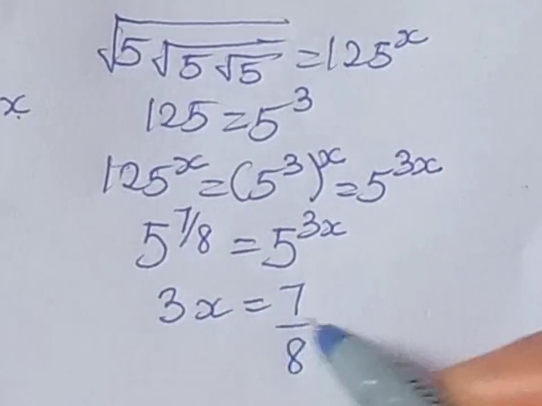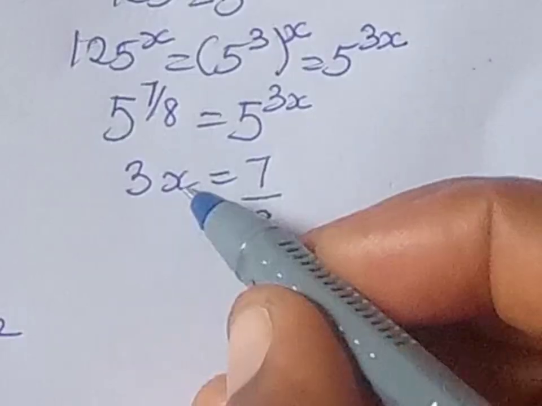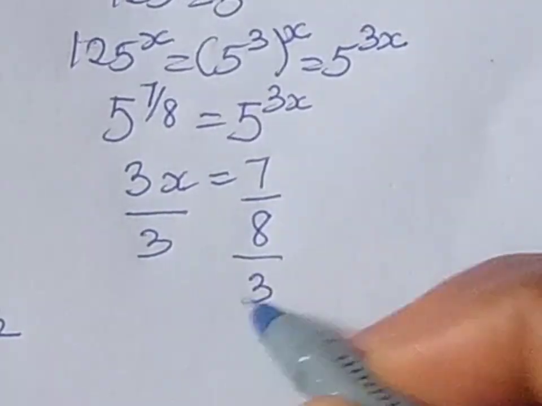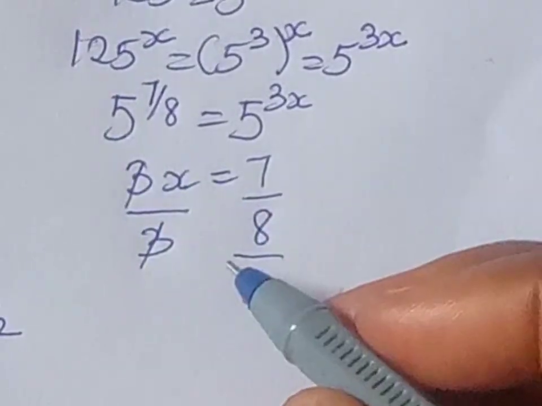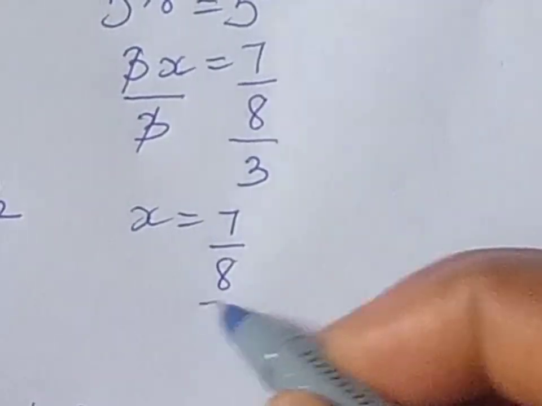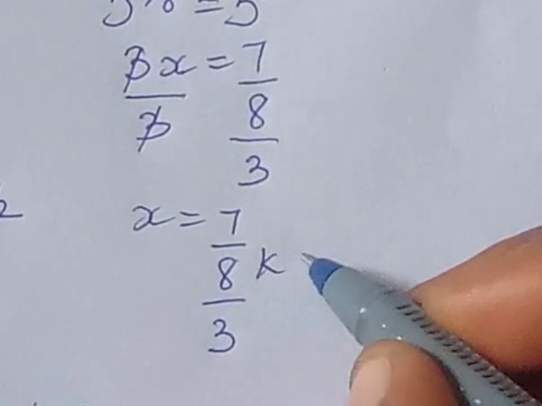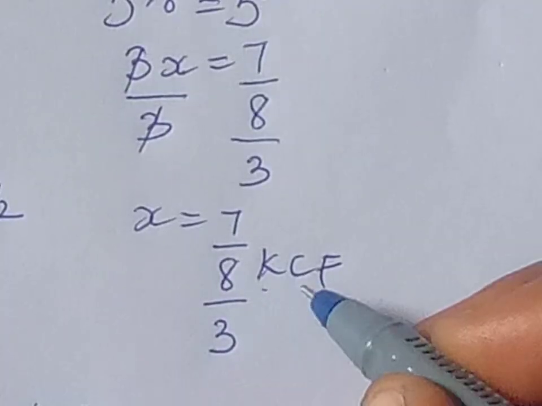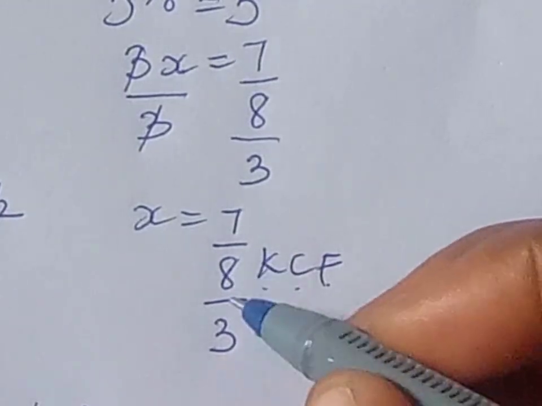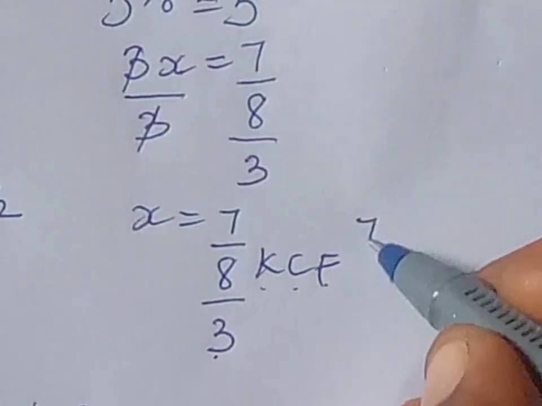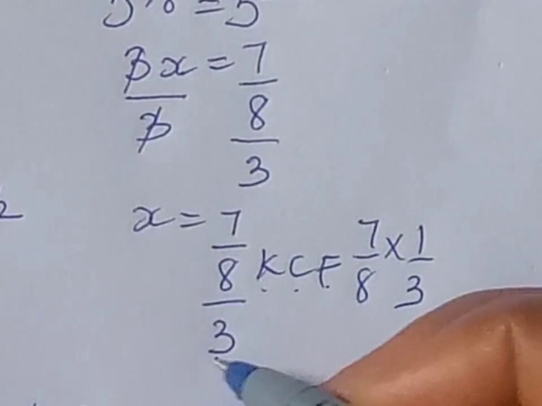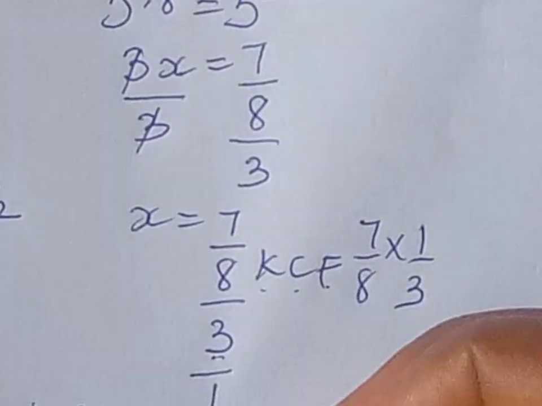Now let's divide both sides by 3. That is 3x divided by 3, 7 over 8 divided by 3. 3 cancels 3. So our x equals 7 over 8 over 3. Using the KCF rule, that is keep, change and flip rule, 7/8 divided by 3 will give us 7/8 times 1/3, because ordinary 3 standing has an invisible 1 beneath.